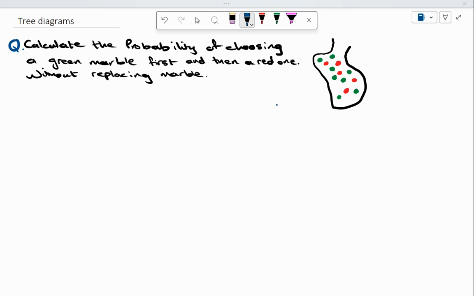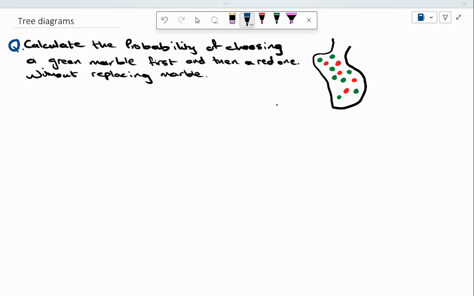All right, so today we want to discover the land of tree diagrams. We have this section in probability, and we have a question here that says calculate the probability of choosing a green marble first and then a red one without replacing the marble.